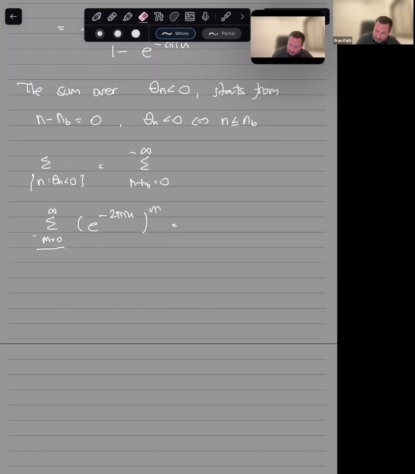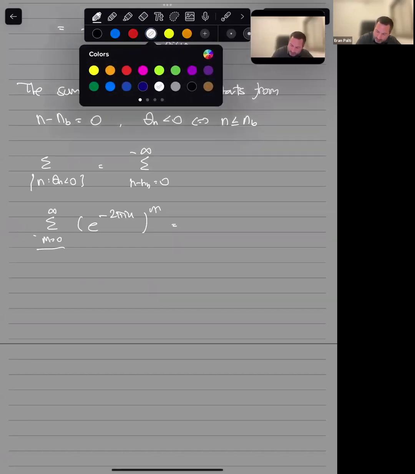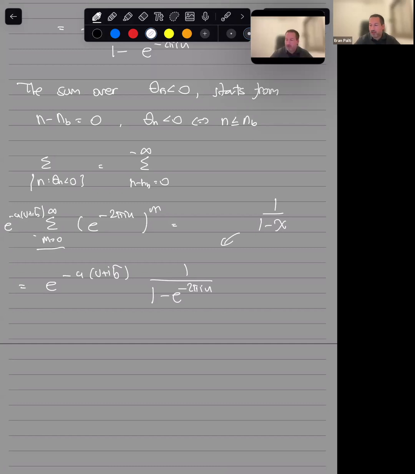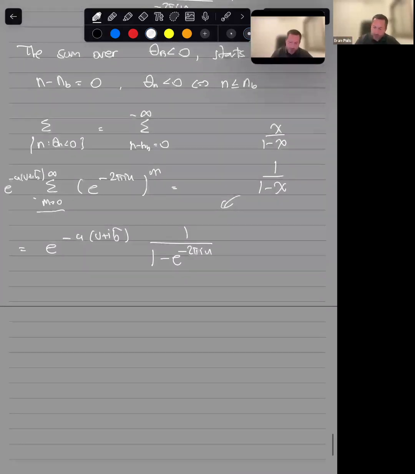sorry, let me just write the full answer. So we have this factor outside, remember, eta minus u v plus i beta tilde. And that's going to then give us e to the minus u v plus i beta tilde. And now 1 over 1 minus e to the minus 2 pi iu. Okay, so this thing here is just 1 over 1 minus chi, as opposed to before when we had chi over 1 minus chi. The difference between the two is just a minus sign, but this minus sign is going to be important.